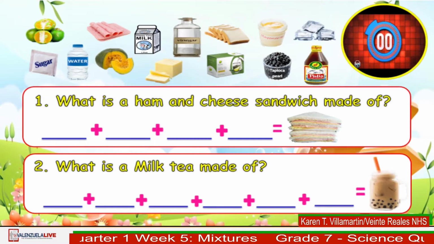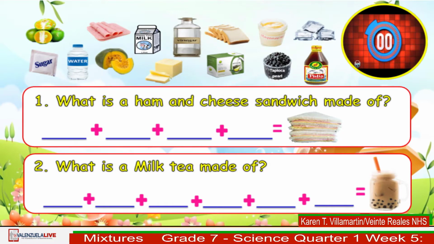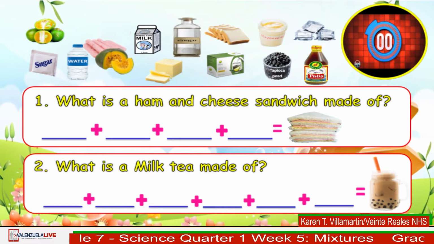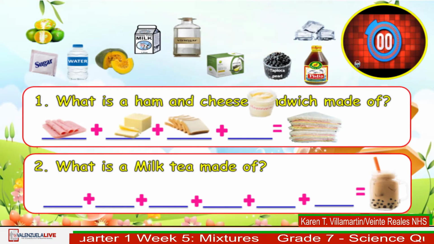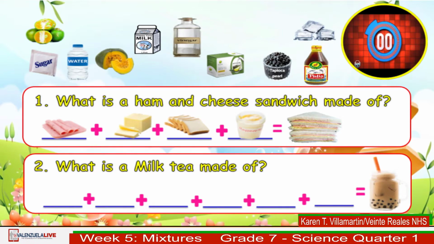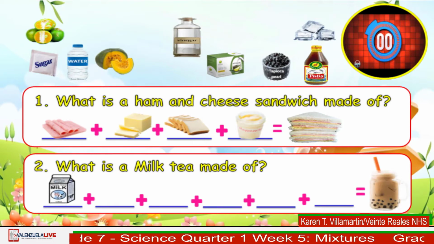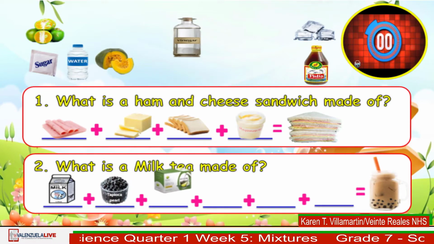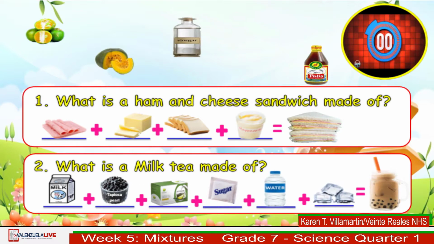Now, let's find out the correct answers. In the first question, what is a ham and cheese sandwich made of? That is correct. A ham and cheese sandwich is made of ham, cheese, bread, and mayonnaise. Let us answer the second question. What is a milk tea made of? That is right. Milk tea is made of milk, tapioca pearl, tea, sugar, water, and eggs. Very good. You got all the correct answers.